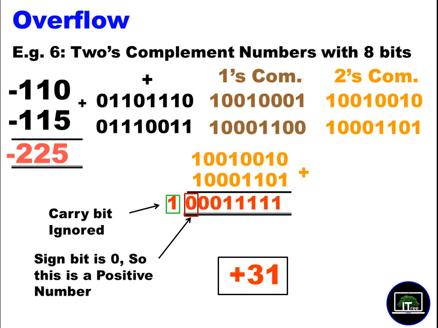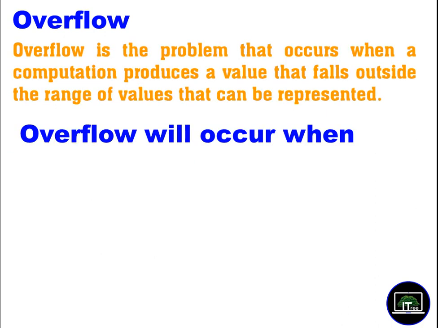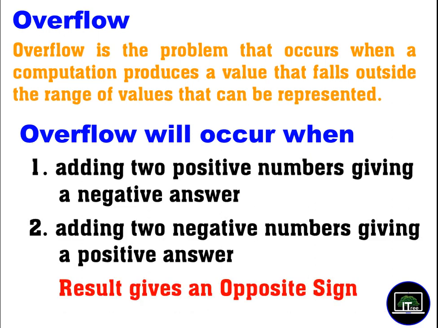Overflow has occurred. So now we can work out the conditions for when overflow will occur. When you do some calculations, overflow can occur under these conditions. When you add two positive numbers, if it gives a negative answer, then overflow will occur. If you add two negative numbers, if the answer is positive, that means overflow has occurred. There are two conditions. When we add two positives, getting a negative answer, and adding two negatives, giving a positive answer. What does that mean? If the result gives the opposite sign of the addition, then you get the overflow case.